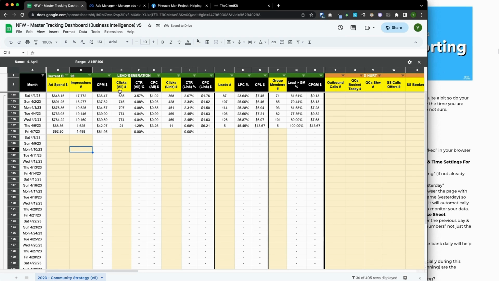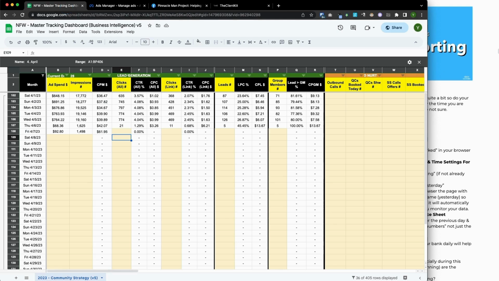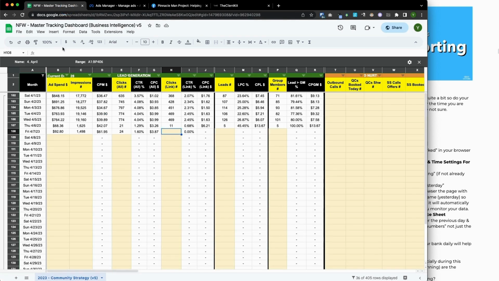From there, we're going to go over to clicks all. So we're going to go over here, scroll over to the right. We have 24. Now, if you want to copy and paste it, you could. You could also just type it manually, because it's a very easy number, 24. Link clicks is going to be 10 on there. Okay, so I got 10 right here. And now we've crossed that black line, we have to go over to our CRM, okay?